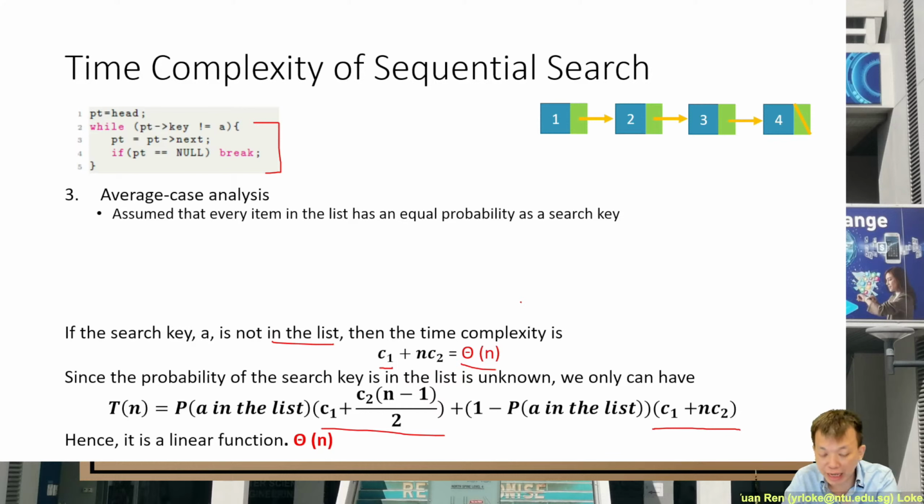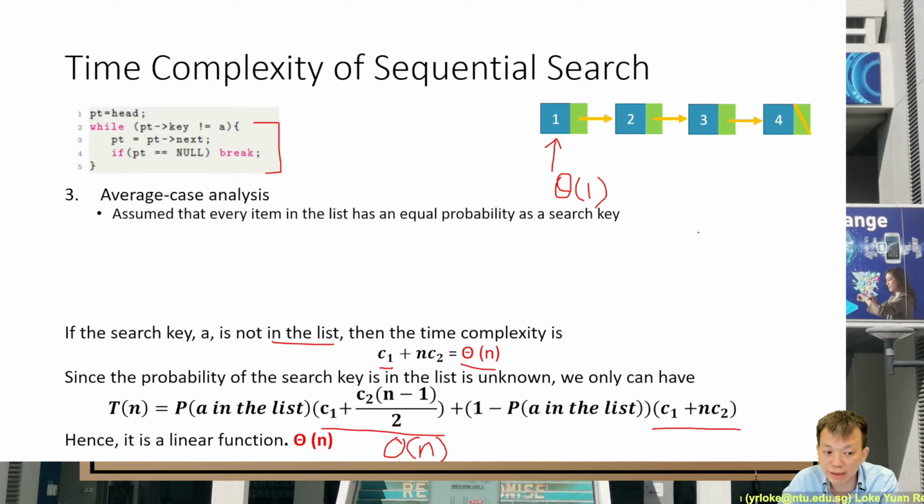Take note that if you look online, and you just ask what is the time complexity of sequential search, they will probably tell you it is big O n. What is the difference between big theta n and big O n? The reason is that you need to remember there's a scenario: the best case is that you just need to take one iteration. It's constant time.